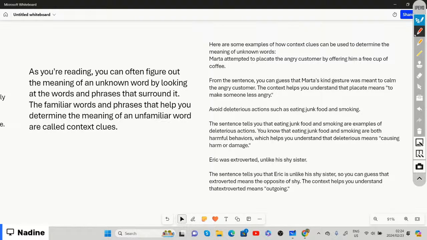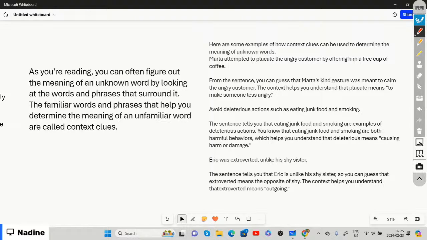So if we look at that word, avoid deleterious actions such as eating junk food and smoking. If we look at the words junk food and smoking, it means that junk food as well as smoking can basically cause harm to our bodies, right? So if they're saying we need to avoid deleterious actions, deleterious actions would be these things that cause us harm or damage to our system. So which means that eating junk food as well as smoking are harmful behaviors.